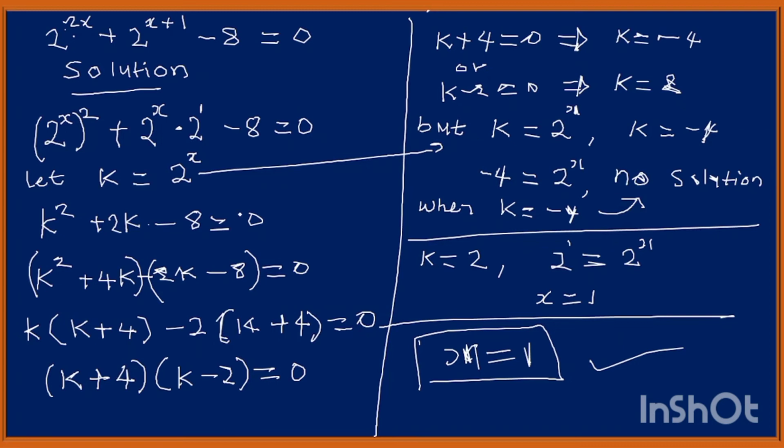You can test for solution, you can test for no solution. One of them will give you, if you put 1 in place of x here, you will have 4. You put 1 in place of x here, you have 4. 4 plus 4 is 8. 8 minus 8, 0. So it's correct. So let me solve the last one and call this a section.